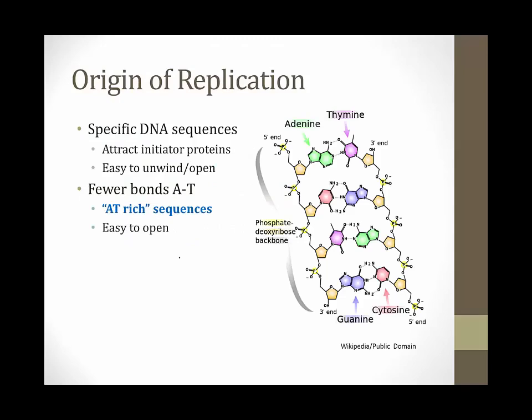Let's talk a little bit more about the origin of replication. These origins of replication occur at specific DNA sequences that are able to attract DNA replication initiator proteins and that are also easy to unwind and open. If you look over at this drawing of DNA on the right, you'll notice that there are three bonds between guanine and cytosine bases. There are only two bonds, however, between adenine and thymine. This means it's easier to unwind DNA in places where there's lots of adenine and thymine, and indeed that's where many origins of replication occur. These are called AT-rich sequences. They're easy to open because there are fewer bonds between adenine and thymine.